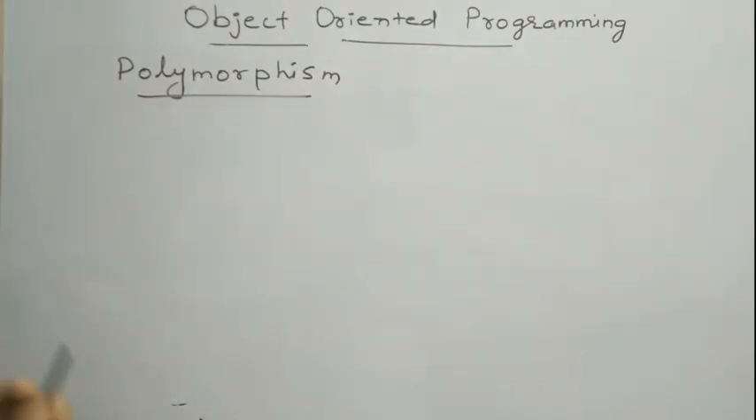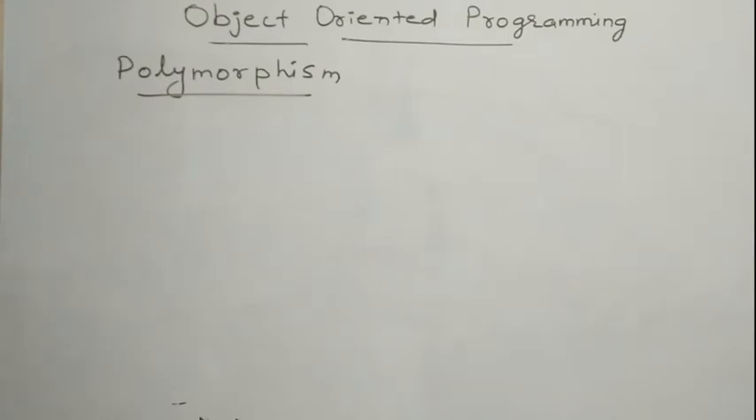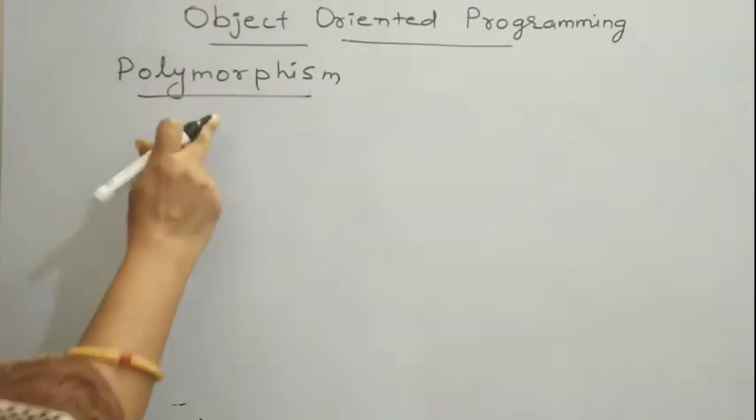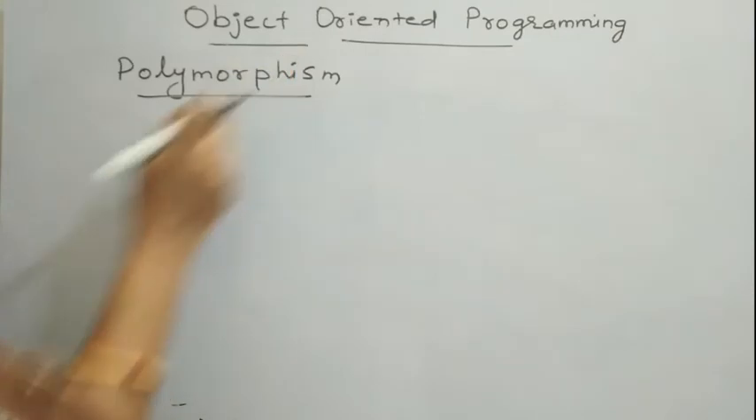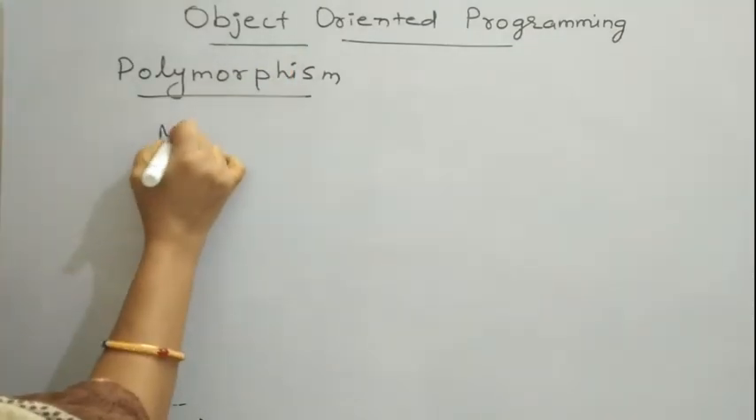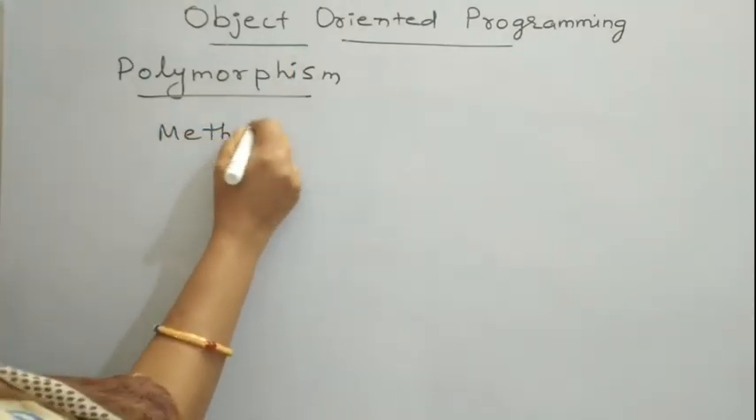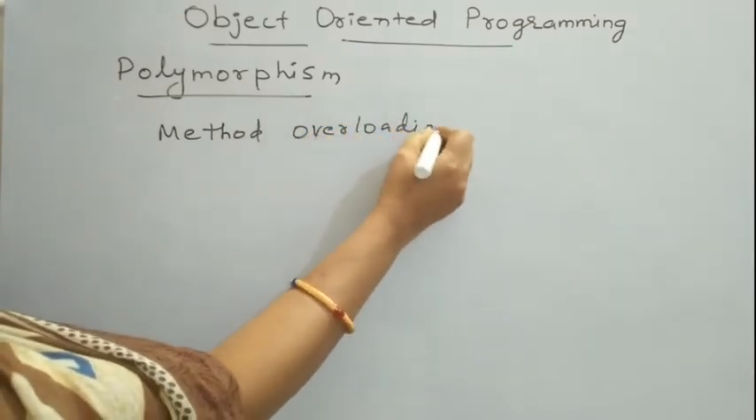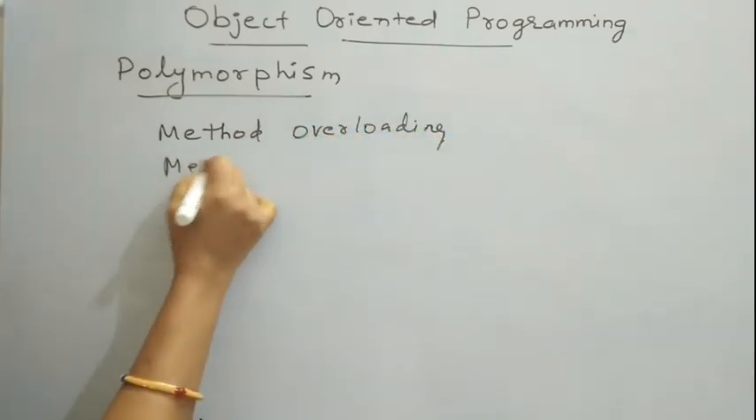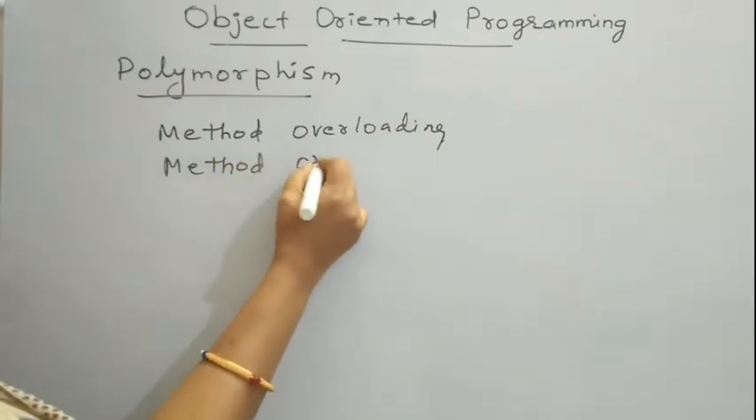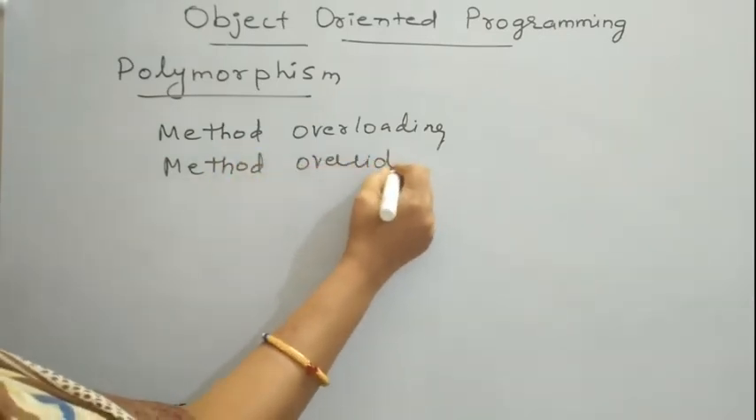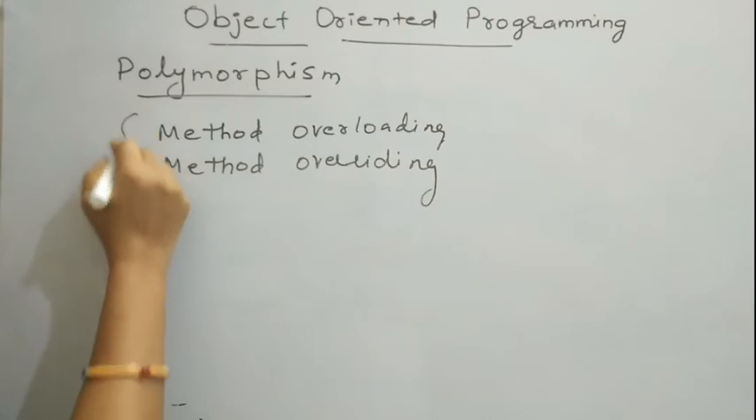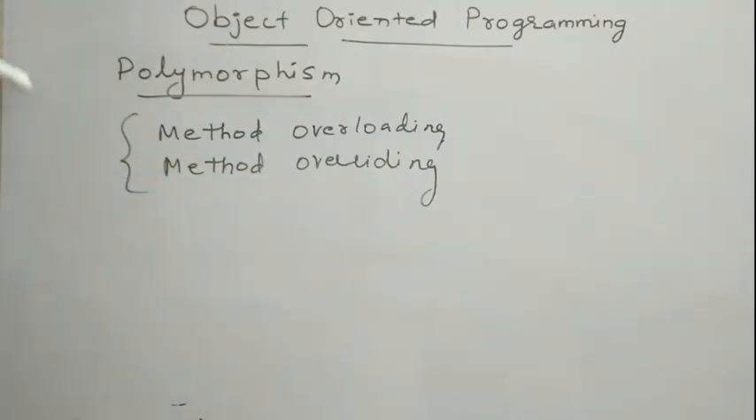So how is polymorphism implemented in object-oriented programming? It is implemented by a process called method overloading and method overriding. By this, polymorphism is implemented in object-oriented programming.